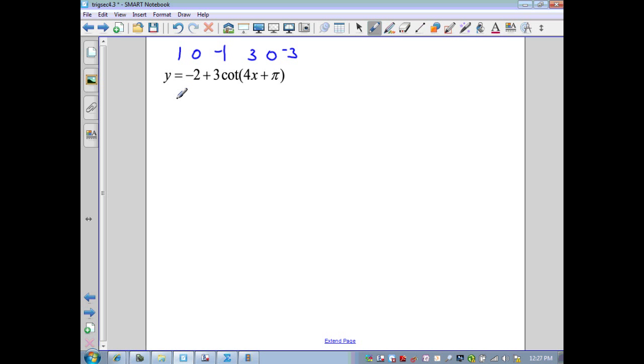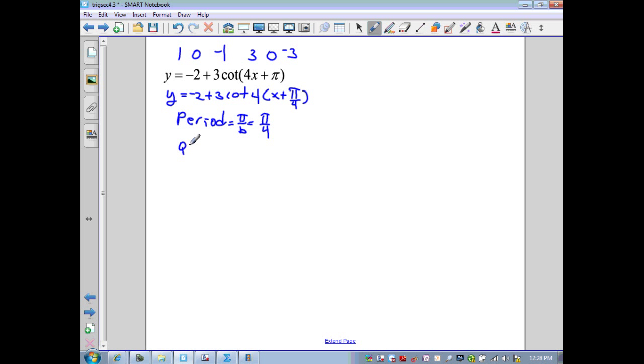Now, I determine the period, but what I need to do first is to get my coefficient inside my function to be a positive 1, so I need to factor. So y equals a negative 2 plus 3 cotangent, factoring out 4, that gives me x plus pi over 4. I can distribute back in to verify my solution. 4 times x is 4x, and 4 times pi over 4 will get pi. Now, all I need to do is to find my period. That will be pi over b. Here, b is 4, so pi over 4.